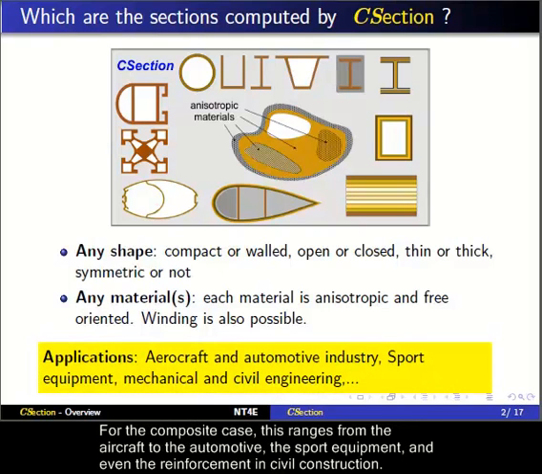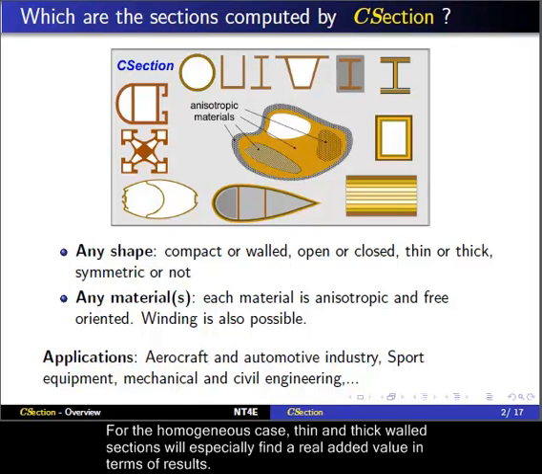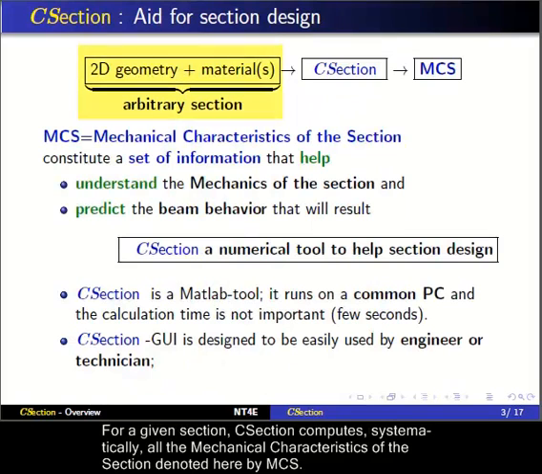For the composite case, this ranges from the aircraft to the automotive industry, the sport equipment, and even the reinforcement in civil construction. For the homogeneous case, thin and thick walled sections will especially find a real added value in terms of results. For a given section, defined by its geometry and its materials, CSection computes systematically all the mechanical characteristics of the section, denoted here by MCS.